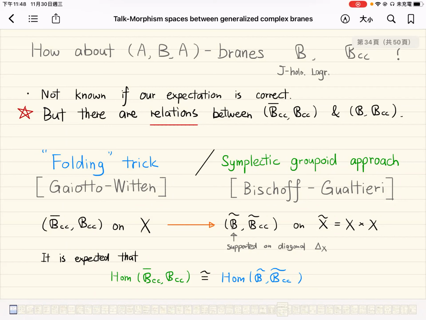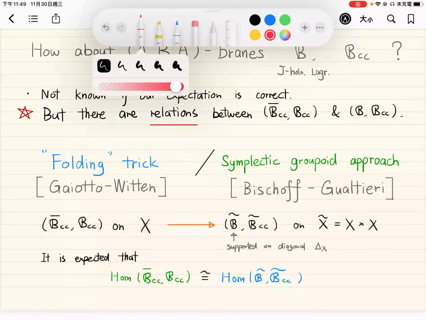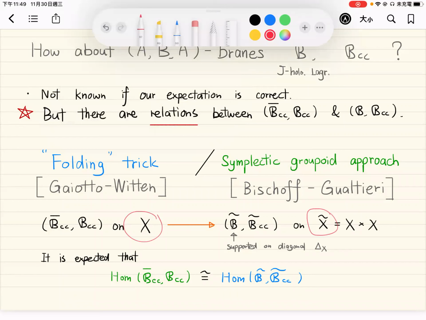But there are some relations between the B_cc-bar-B_cc system and the B-B_cc system. I think that there is a physical trick called the folding trick in the paper of Yu and Tung. And I think the central idea for that folding trick is also interpreted mathematically as the symplectic group approach by the work of Bischoff and Garfiari. So in this kind of idea, it is said that if we consider the B_cc-bar-B_cc system on a hyperkähler manifold X, maybe we can just double the manifold X, double the manifold X to an X tilde.